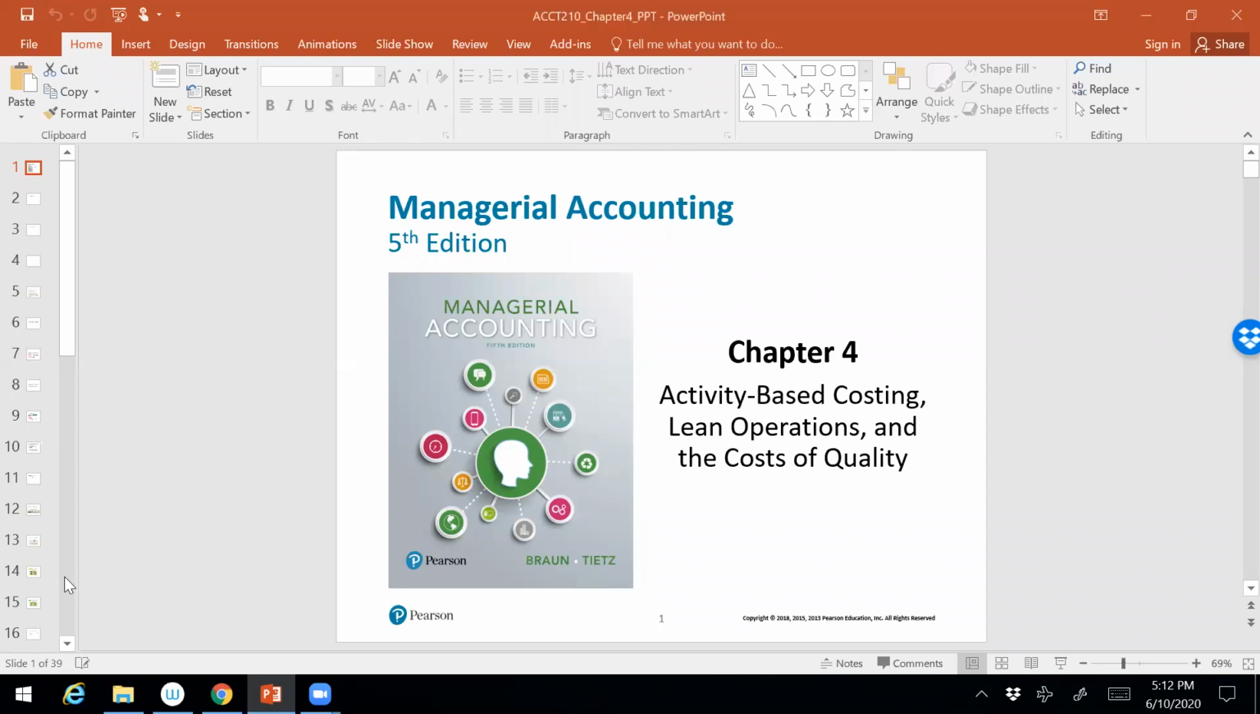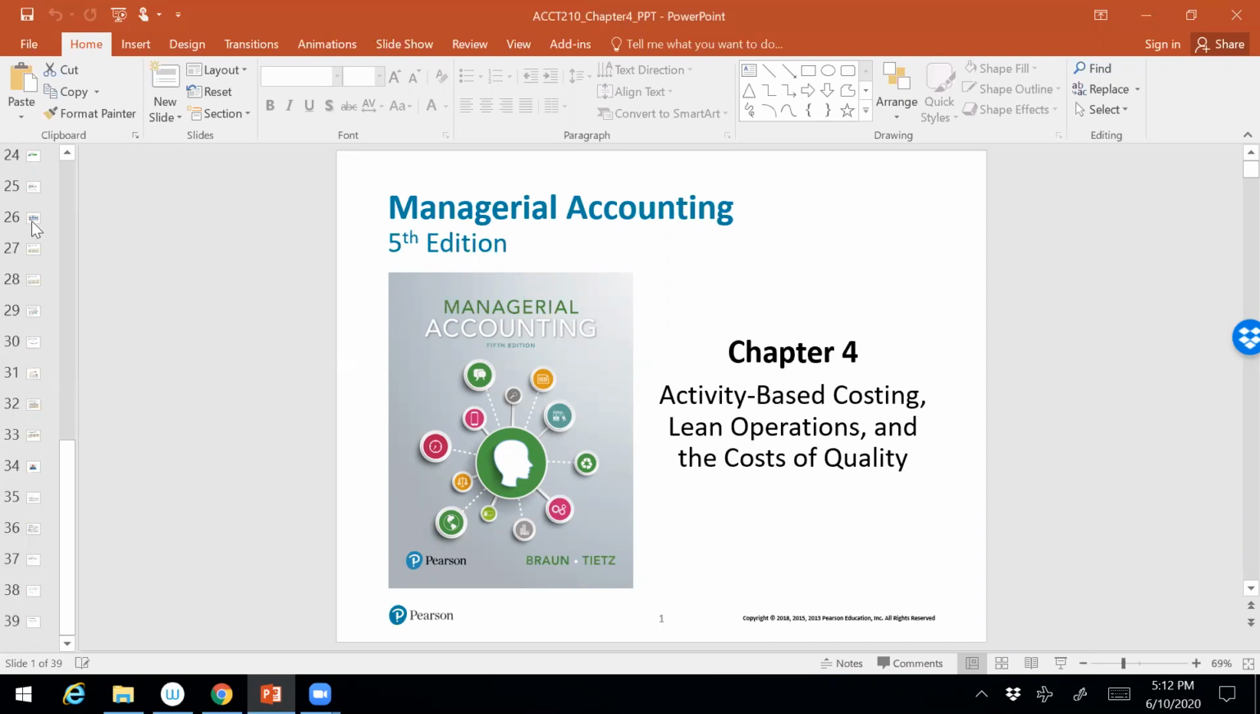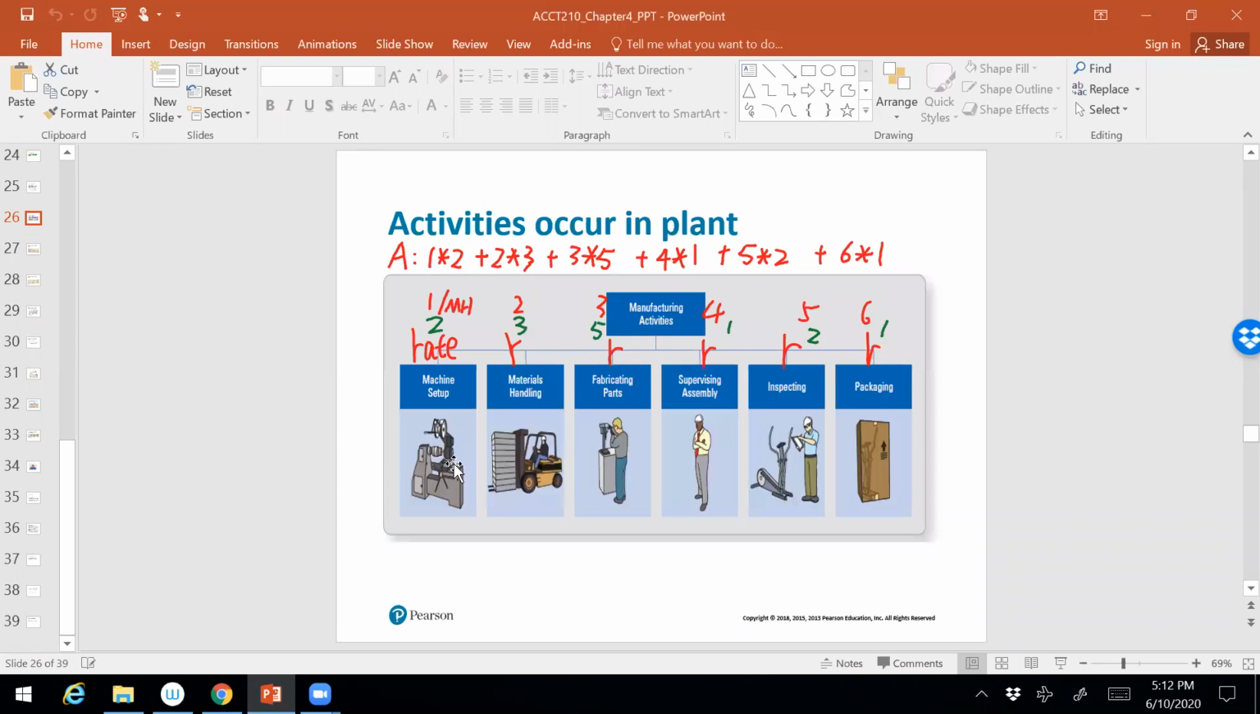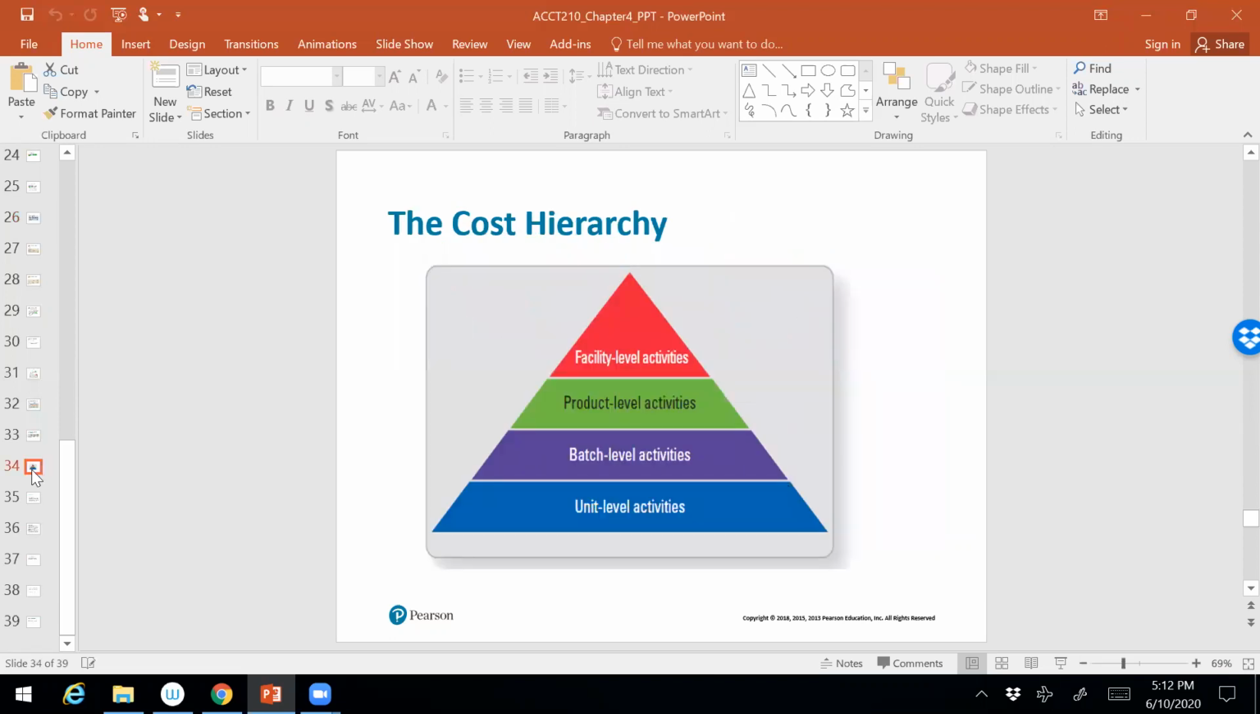So we got 6 activities from the textbook example. I hope you still remember. We said machine setup, material handling, and then fabricating, supervising, inspecting, and packing. So we just have 3 or 4 slides left for today.